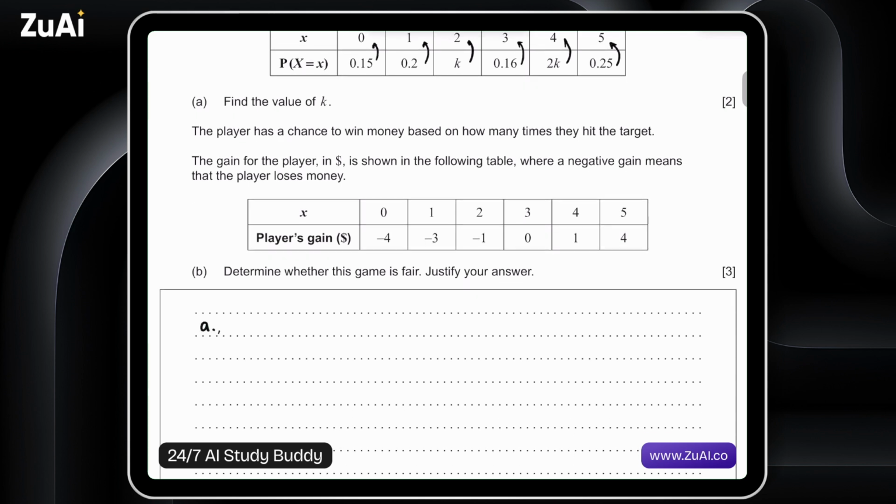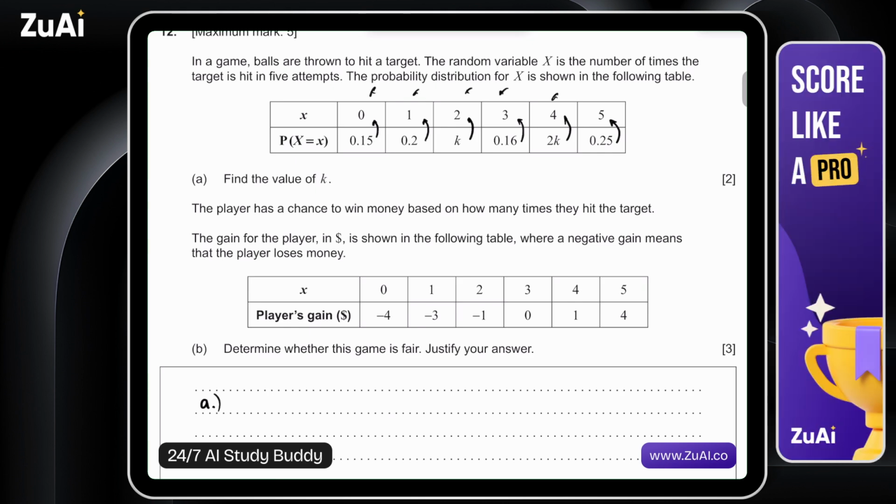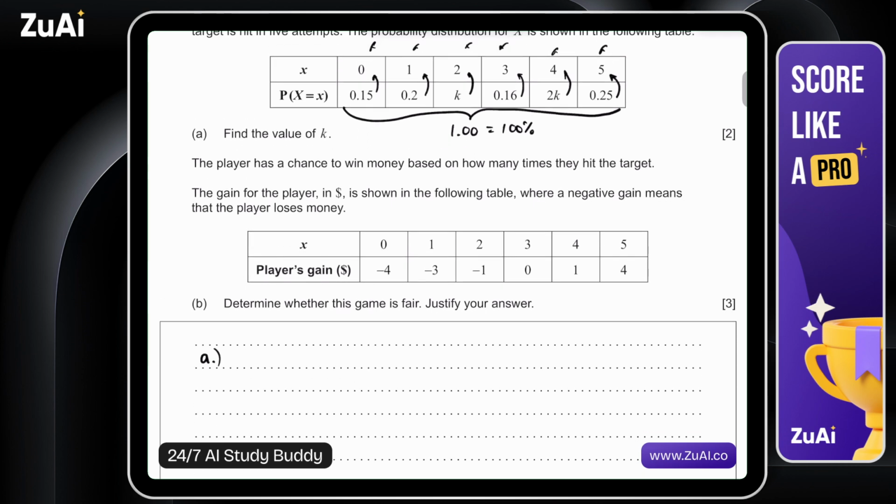So what do we know? We know that the total sum of all probabilities has to equal 1. That is to say, one of these things has to happen. We're going to hit 0 targets, 1 target, 2, 3, 4, or 5 targets. These are the only things that can happen, and if we sum up all the possible outcomes, knowing that one of these things has to happen, it would equal 1.00, or essentially 100%.